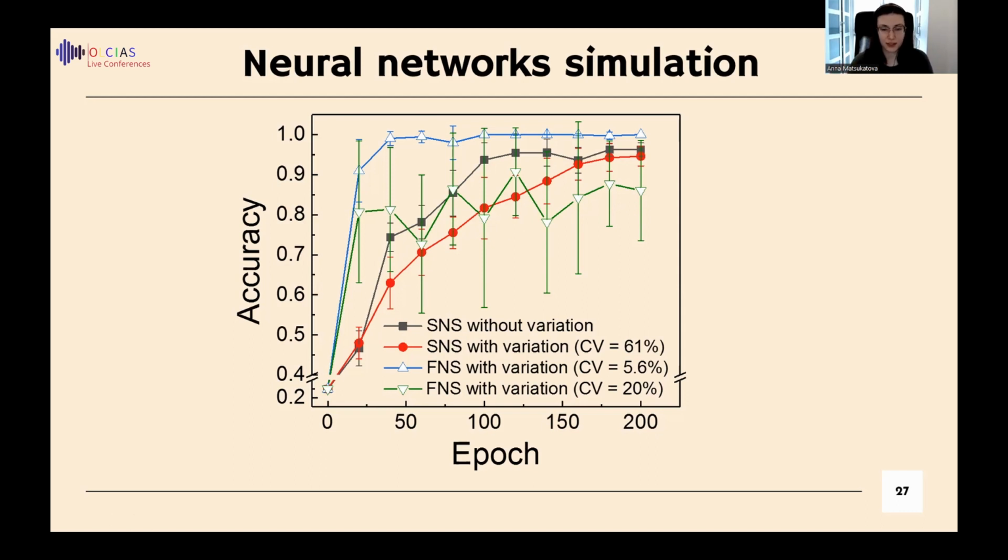The main thing that we see in this graph is that even with higher variability, 61, where CV is the coefficient of variation, the bio-inspired spiking neural network still shows better results than the formal network with the lower variation. Here the variation is 20%, and it already shows lower values and a higher standard deviation of these values. And if the coefficient of variation were 60, as it is here, then the results for the formal neural network would be even lower than for the spiking one.